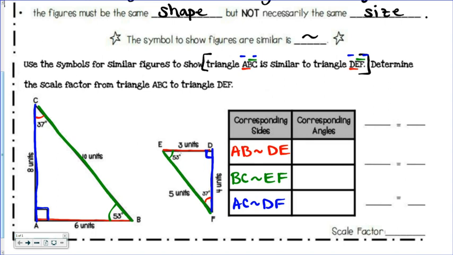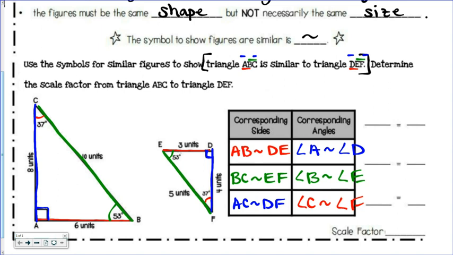Okay, so corresponding angles, we can go through and do that pretty quick. The right angle is angle A. So angle A is similar to angle D. And then we have 53. So angle 53 on our large triangle is angle B. And the 53 on our small triangle is angle E. And our last one, we have 37 degrees on our large triangle is angle C. And on our small triangle is angle F. Okay, so now everything is labeled.